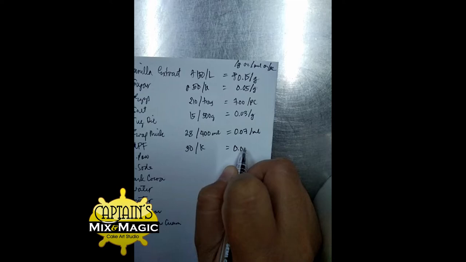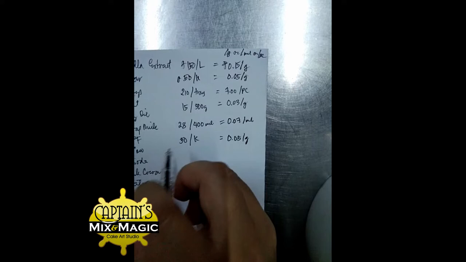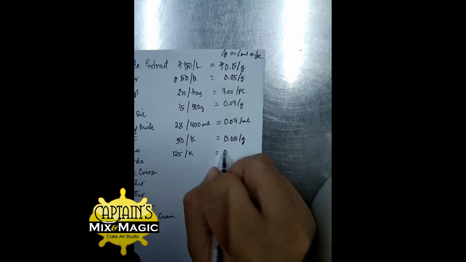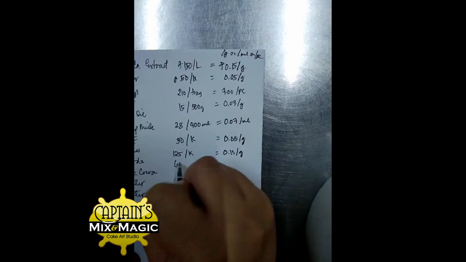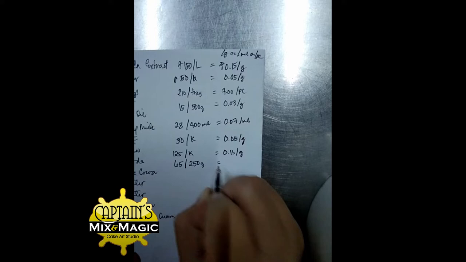Okay? Baking powder is about 125 per kilo. So, lalabas, it's 13 cents per gram. Baking soda is 65 pesos for 1/4 kilo or 250 grams. So, lumalabas 26 centavos per gram siya.